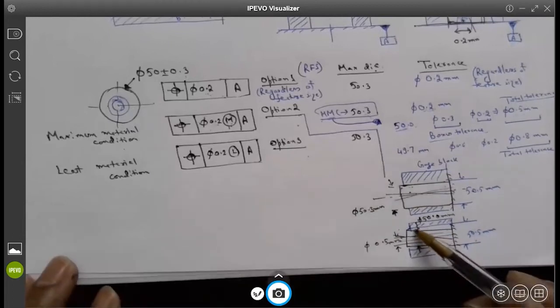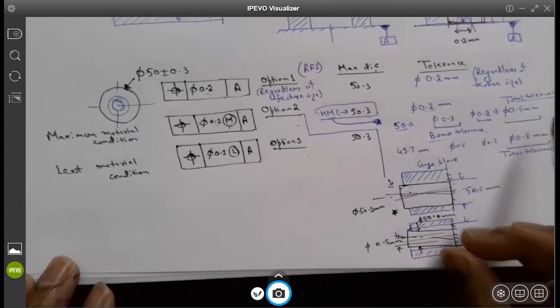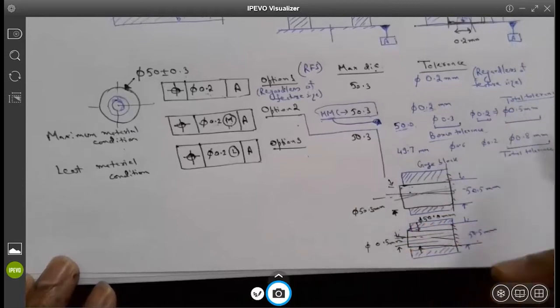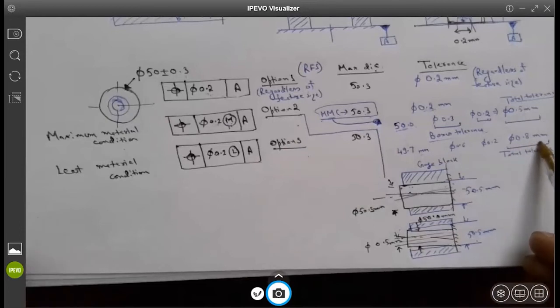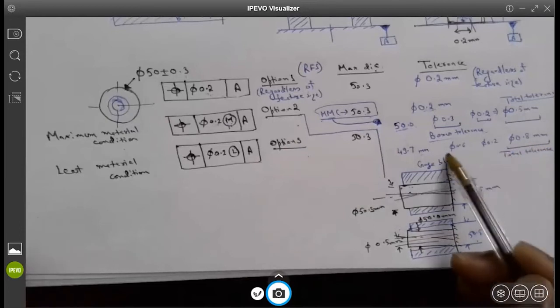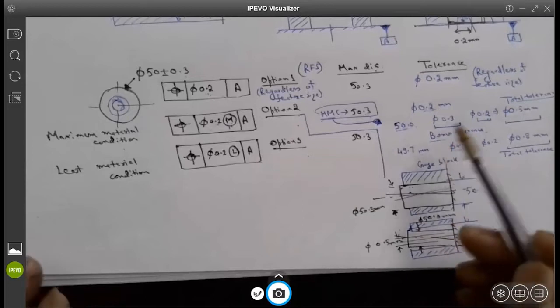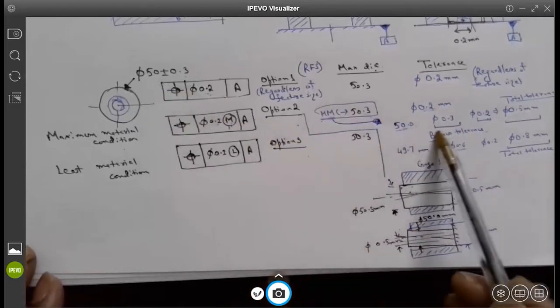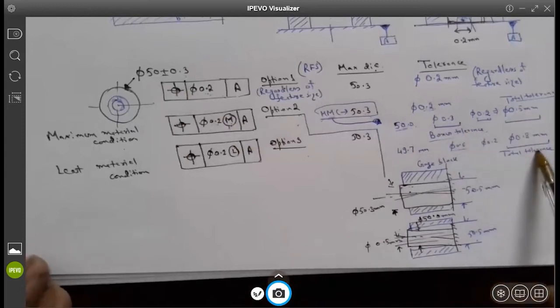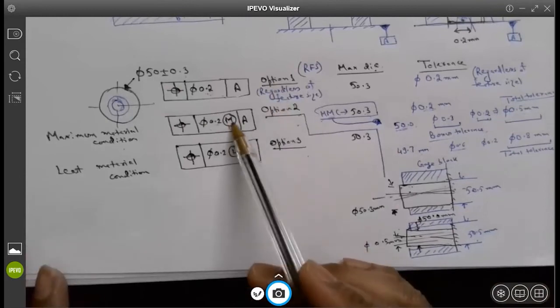And if I reduce the diameter to 49.7, I can further accommodate tolerance or offset from perpendicularity by this much. And this is what we call bonus tolerances. Basically, what it is saying is that if my part is not at MMC, then I am going to affect the total tolerance I am going to get. So that is what this modifier is affecting.